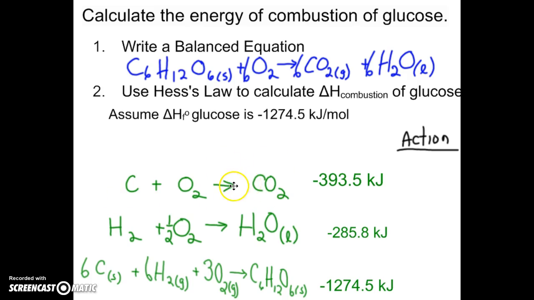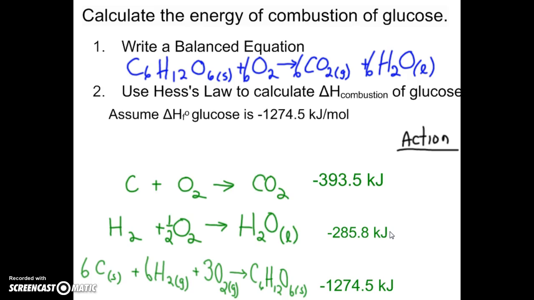Well, gosh, if we wanted to form 6 moles of CO2, what would I have to do to this value? If this is the delta H for this reaction, if you form 6 moles of CO2, how will this number change? Hopefully you said, well, it would be 6 times that. So we can modify this equation by multiplying it through by 6. Likewise, we can do the same thing by taking this equation and multiplying it through by 6 again, so that we form 6 moles of water.